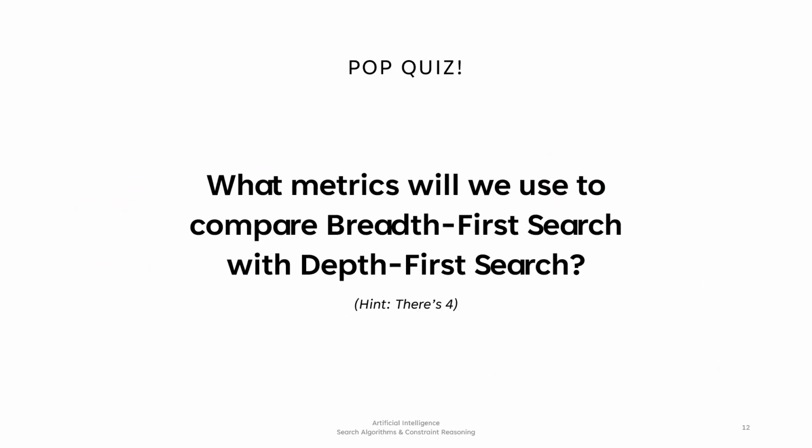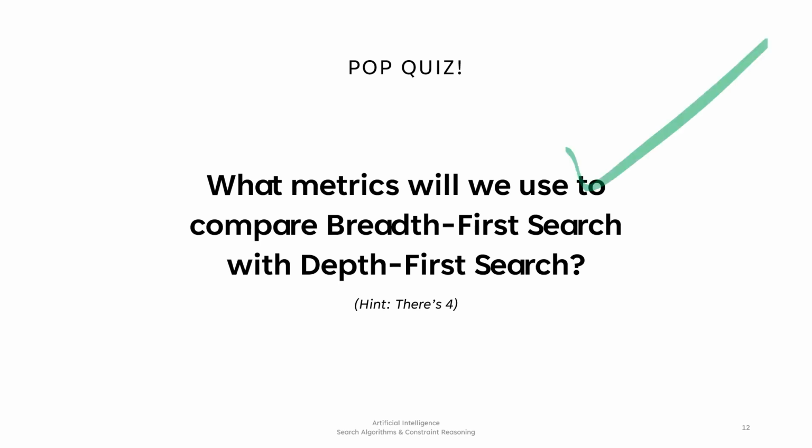Okay, pop quiz. What metrics will we use to compare breadth first search with depth first search? Oh, okay. Thank you so much. Yeah, Professor Sheldon, I would say time complexity and memory usage. Okay, it's 2 out of 4, correct. There's 4. Okay, should I mention 2 more? Yep. Completeness and optimality. That's correct. You get a check mark.